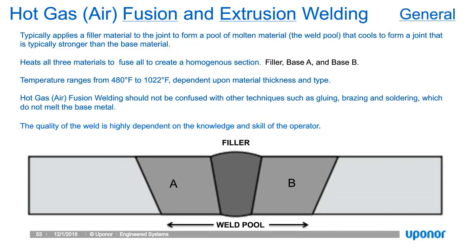So for those that aren't familiar, thermoplastic fusion welding, or fusion and extrusion welding, should not be confused with techniques such as gluing, soldering, or brazing, which do not ultimately melt the base material and have a seam or a weakness in the joint between the two materials. Conversely, extrusion welding heats all three materials, base A, base B, and the filler material to a prescribed temperature based on material thickness and type to create a homogeneous weld pool where we encourage molecular alignment across that seam.